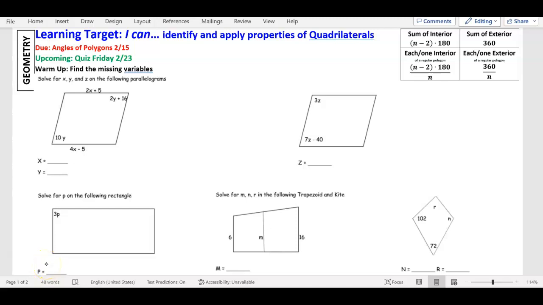So we did push back. We did push back the quiz till Friday. So tomorrow we're gonna have a little review time and some extra time to finish this quadrilaterals packet. But you got to be working today.